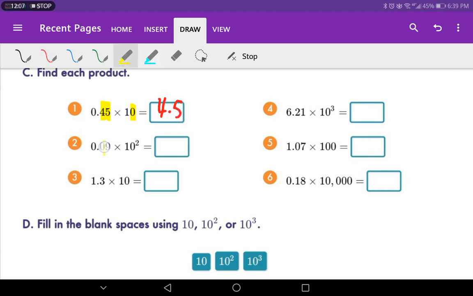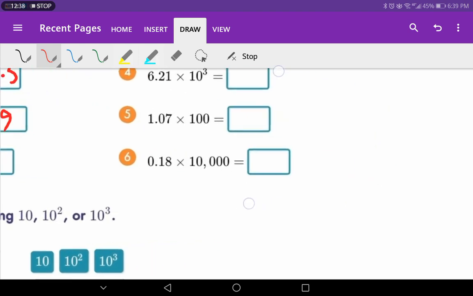Here, two digits after the decimal point, I have to move two places. That means the answer will be 9. You don't believe me? Just move it two steps here. Okay, now here I have one digit and I have to move one place, so the answer will be 13. Okay, my dear student, are you happy with this? I hope so. Let us move here fast.